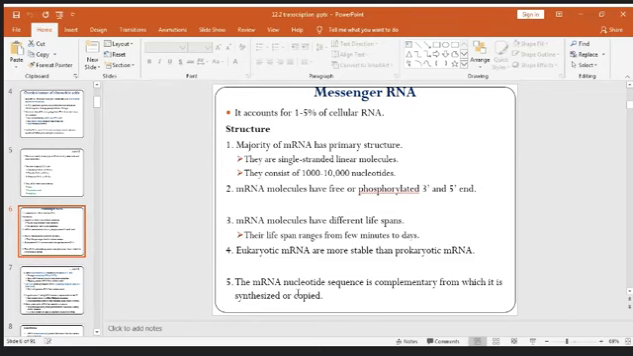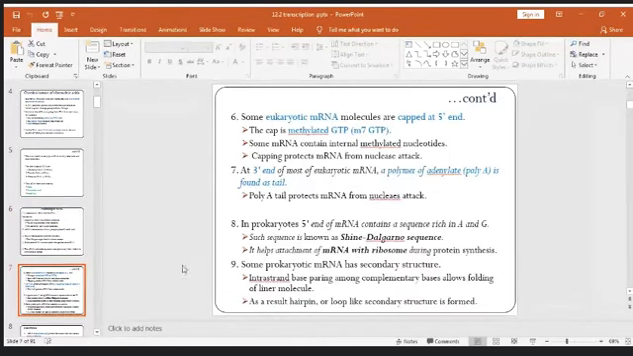The messenger RNA nucleotide sequence is complementary to the DNA from which it is synthesized or copied. It's known that the promoter region is there in the DNA. From that promoter region, based on the gene sequences, the template strand of the DNA is complementarily used to synthesize the RNA.